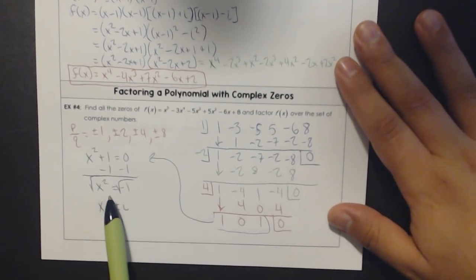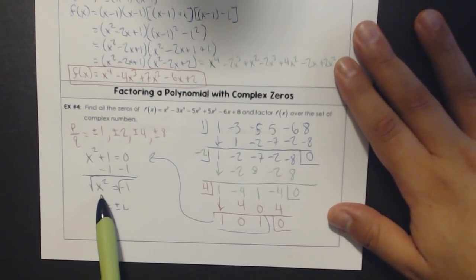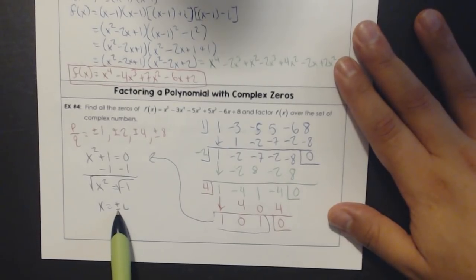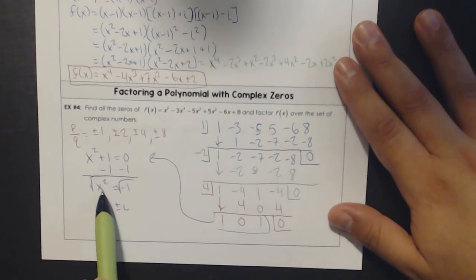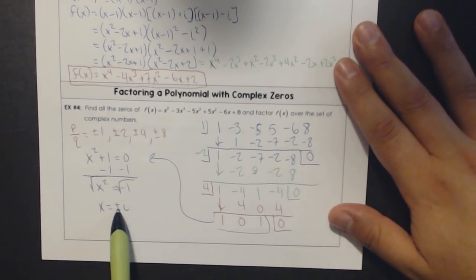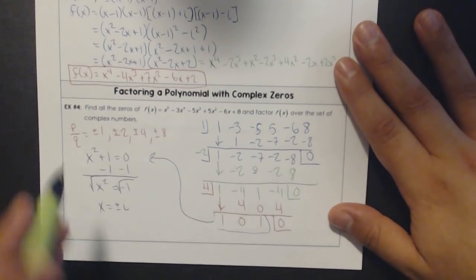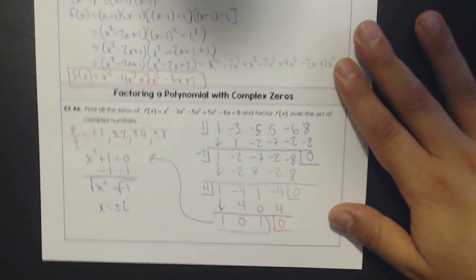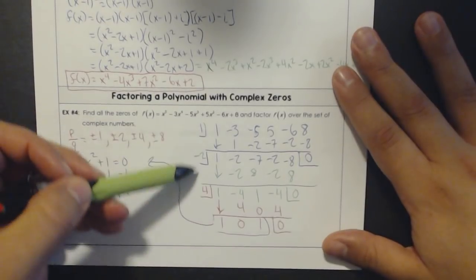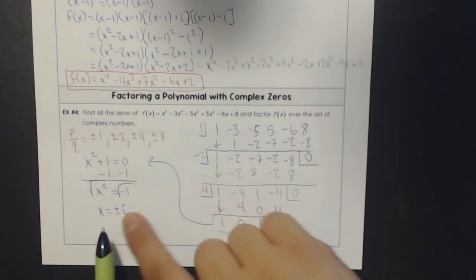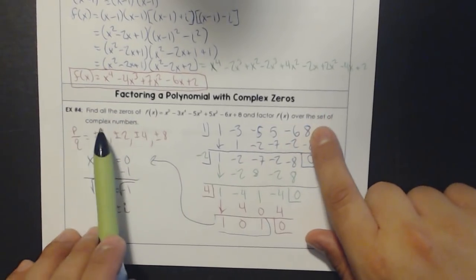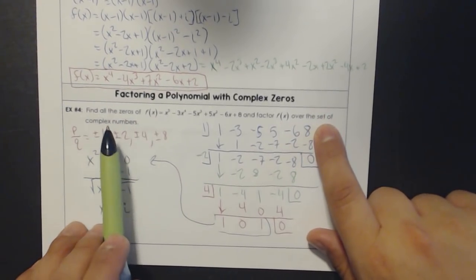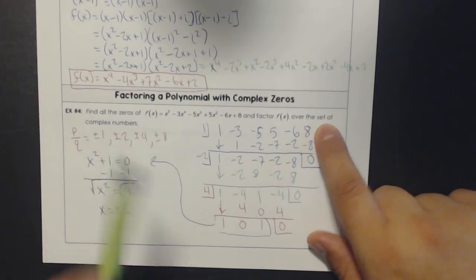Remember, the rules of square roots: when we're solving for x, we must always include plus or minus. Let me repeat that one more time. When we take the square root of x squared and we're solving for x, we must always include plus or minus. So we get plus or minus i, and we have our other factors. Now, why did I care about the i? Well, because it told me that I need to work over the set of complex numbers. So that means I need to include real numbers and imaginary numbers.